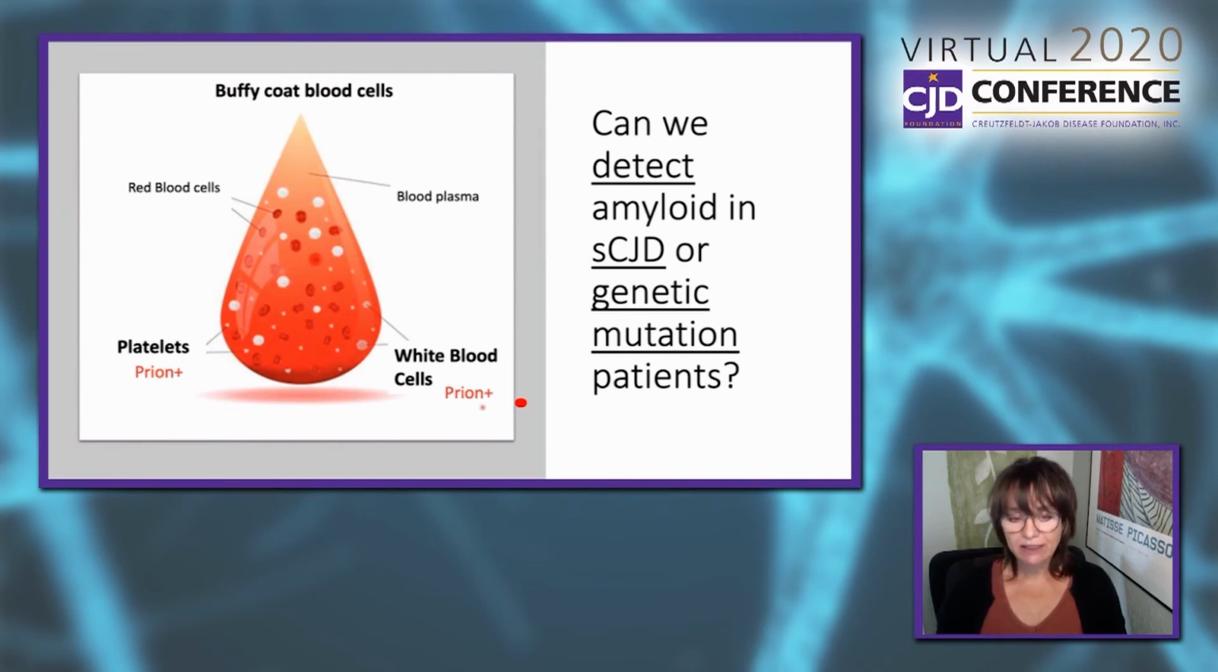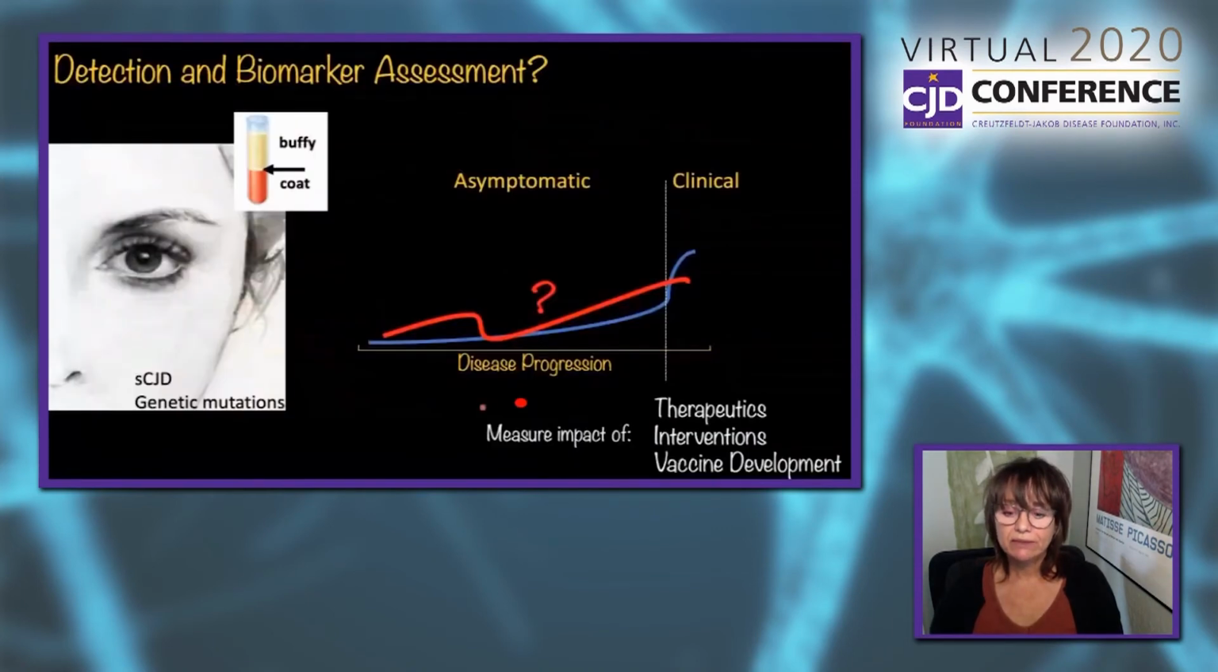Can we detect in those cells, and again, apply this then to human disease that can be used for a diagnostic or for a biomarker? And we would be able to detect that during the asymptomatic phase of disease. And again, that would be able to help us when we incorporate the use of therapeutics or interventions, and again, in vaccine development.